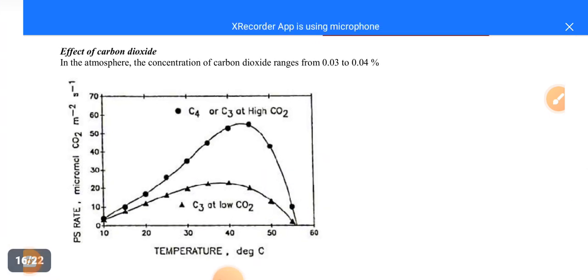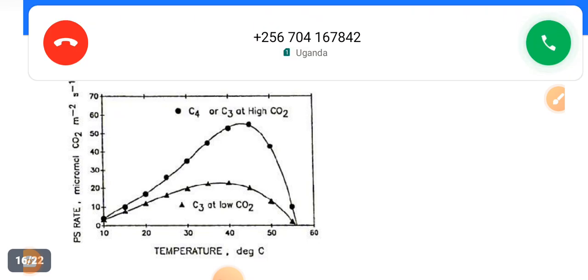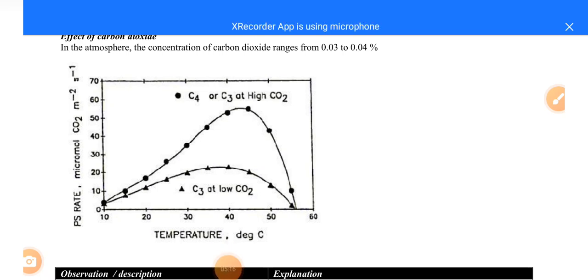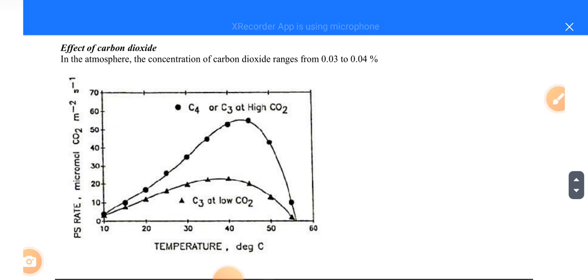Yeah, that is the graph I want to look at. So people have been seeing these graphs of autotrophic nutrition. Now, when we look at that graph, sorry for that inconvenience, but allow me to proceed. I was going to talk about the effect of carbon dioxide in the atmosphere. So we are saying that in the atmosphere, the concentration of carbon dioxide ranges from 0.03 to 0.04%.